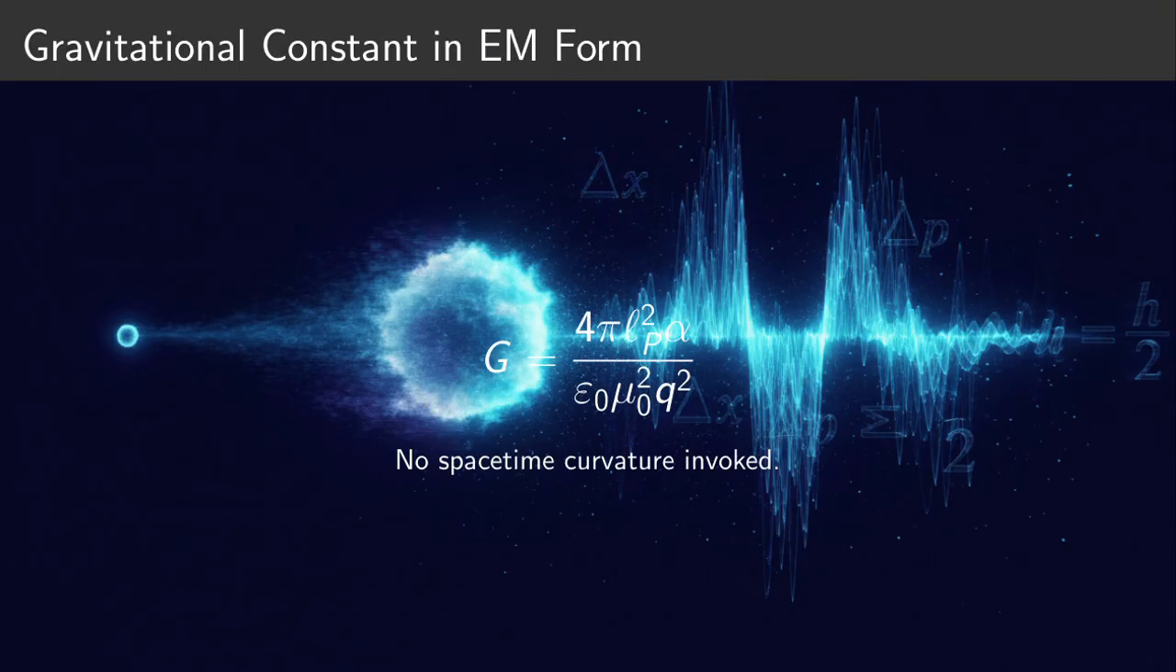Gravitational constant in EM form. In this framework, the gravitational constant itself can be rewritten in terms of electromagnetic and quantum constants. This removes the need to treat gravity as a separate fundamental interaction.